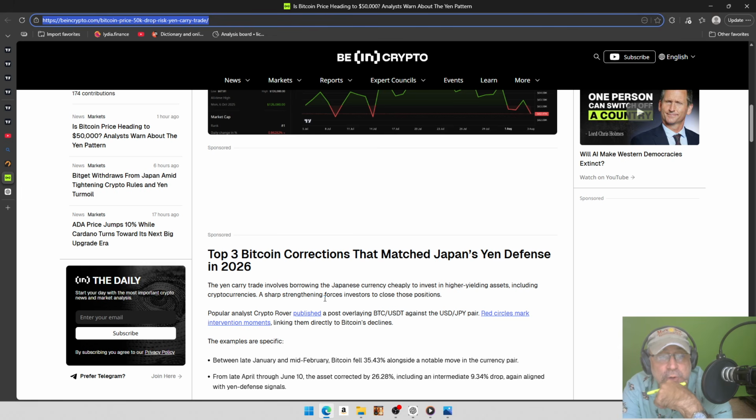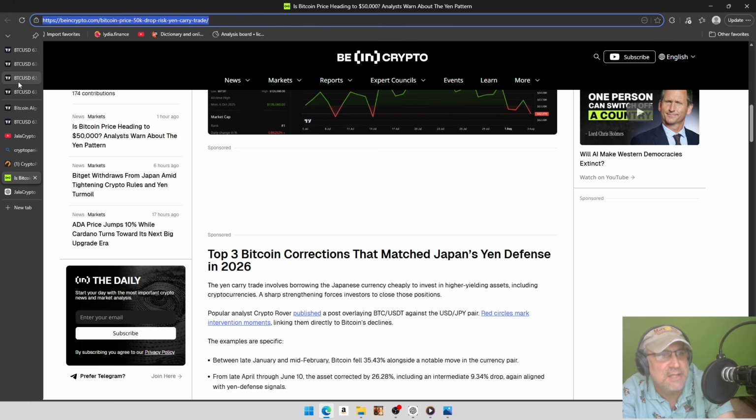A sharp strengthening forces investors to close these positions. So here it is in a nutshell, a sharp strengthening. Suddenly the yen gets a boost and it freaks out investors who already bought Bitcoin with the yen, because now they've got to pay back the yen. And with Bitcoin not really being strong at this moment, it's very risky and it freaks them out. And so they're more apt to liquidate their high risk holdings, in this case Bitcoin, and pay the yen back before it strengthens even more. Does that make sense? It should make sense. All right.